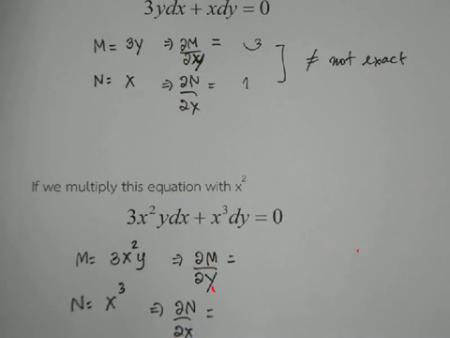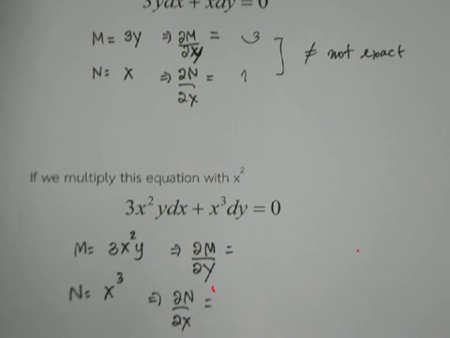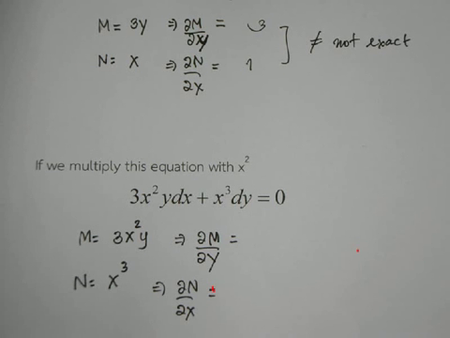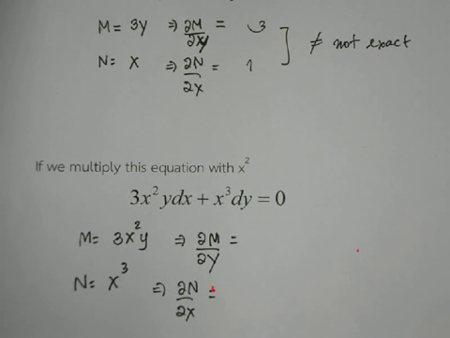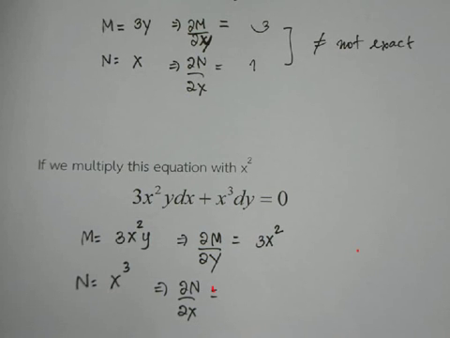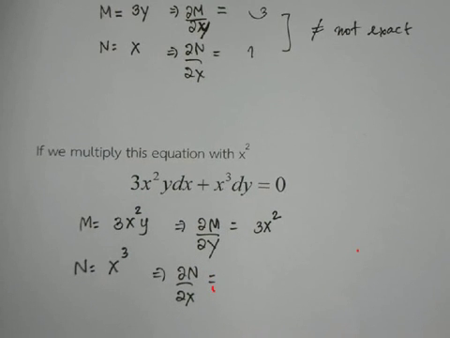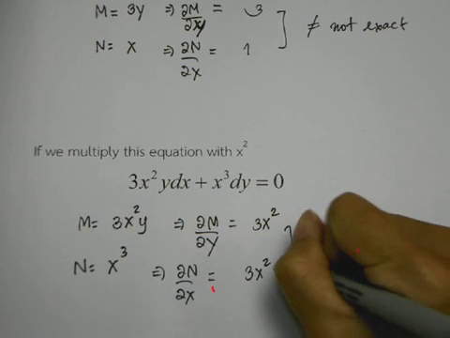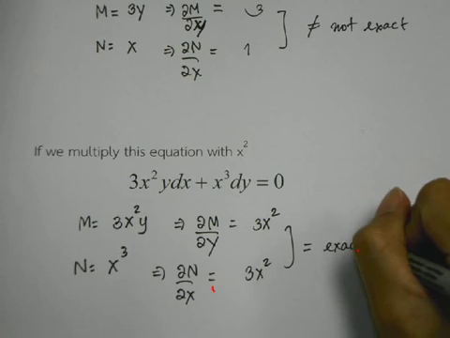So the derivative of M with respect to y is equal to what? I heard you guys try to say something to me, but you've got to make it loud. 3x squared, right? Is it the same? Okay. Now, derivative of N with respect to x. Equal? Now it's turning into an exact equation.